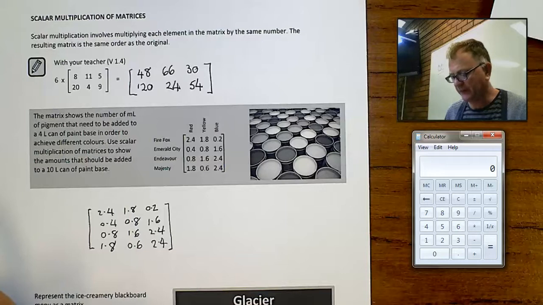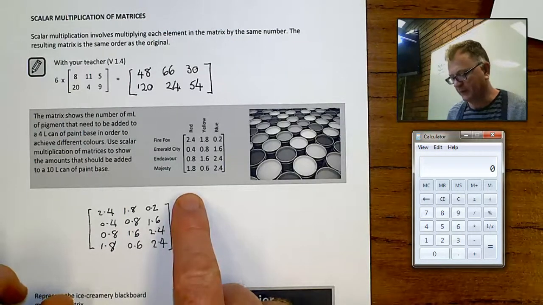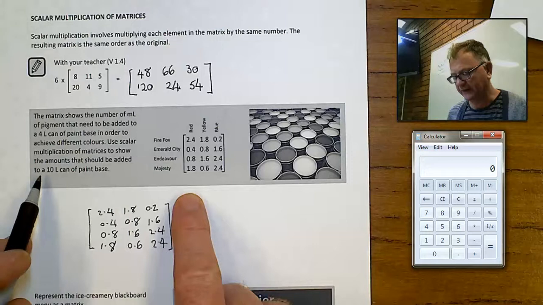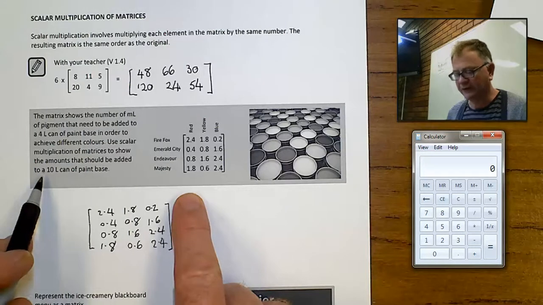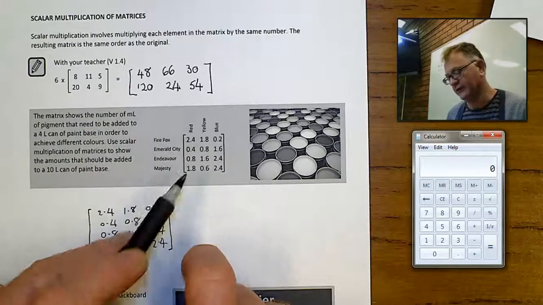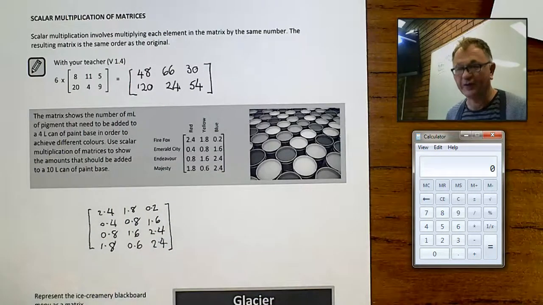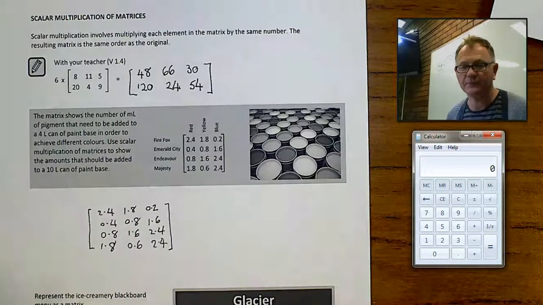This is an interesting question. The matrix shows the number of millilitres of pigment of different colours that are needed to be added to a 4 litre tin of paint base in order to achieve the different colours. Now what we have to do is use scalar multiplication to work out the amounts of pigment that should be added to a 10 litre can. So this is for a 4 litre can, we want a 10 litre can, so we've got to work out the factor that you need to multiply it by.